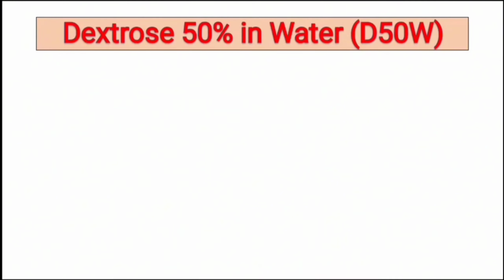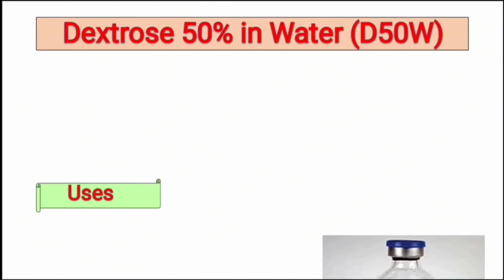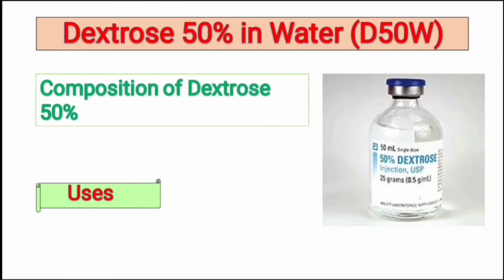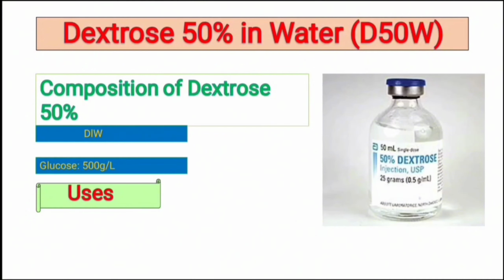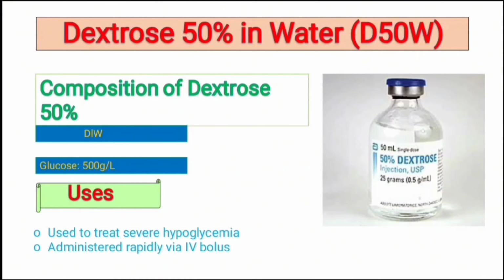Dextrose 50% in water. Its composition is dextrose water and glucose 500 gram per liter. Uses: used to treat severe hypoglycemia. Administered rapidly via IV bolus.